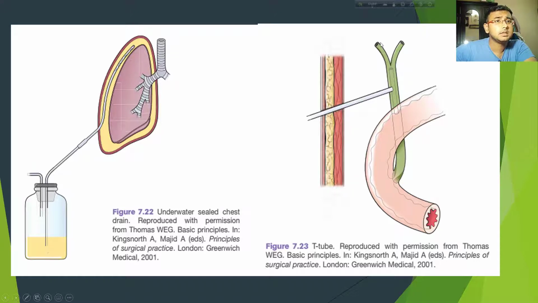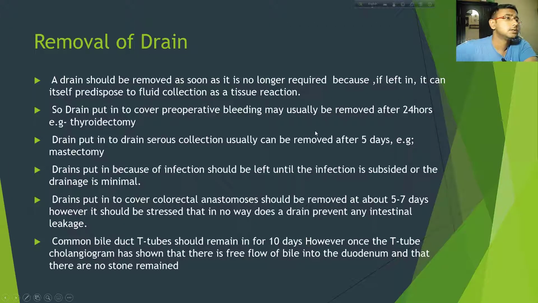Okay, it is because this area is so vulnerable for anastomosis, primary anastomosis is not usually done, so T-tube placement is sometimes necessary. Okay, subcutaneous T-tube placement. So, removal of the drain.